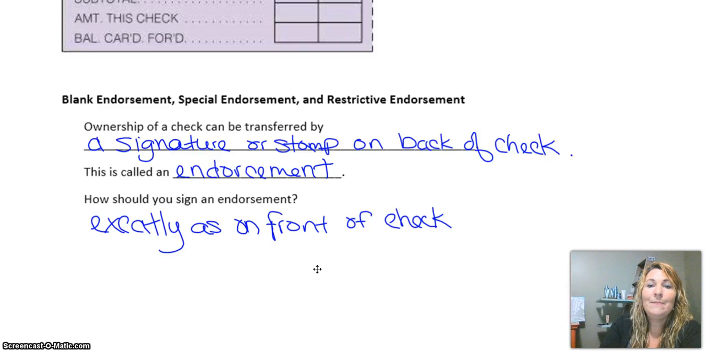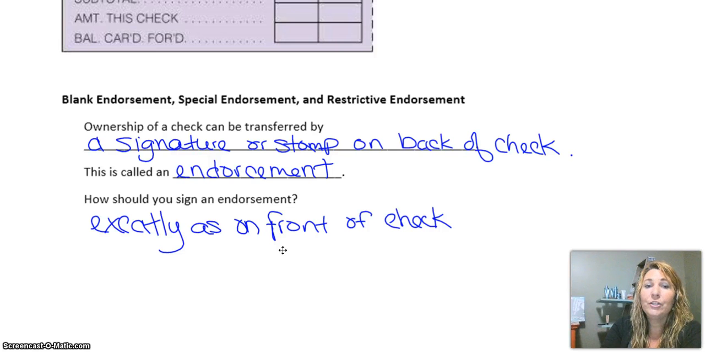For example, my name is Michelle, spelled with 1 L, which is different than most other Michelles. So a lot of times whenever I receive a check, they will spell Michelle M-I-C-H-E-L-L-E. What I should do is on the back when I'm endorsing it, I should spell Michelle M-I-C-H-E-L-L-E. And underneath that, I should write my correct legal name, which is Michelle, M-I-C-H-E-L-E. So you're always going to sign your endorsement exactly as the front of your check appears.